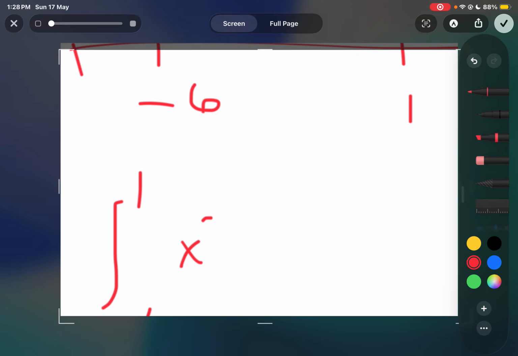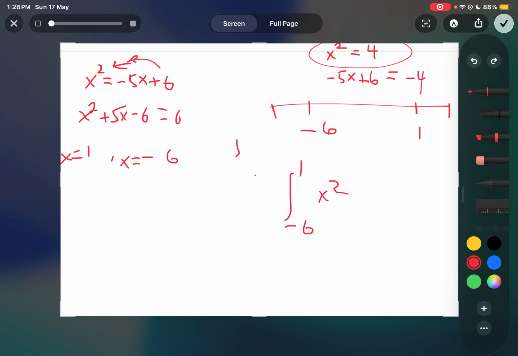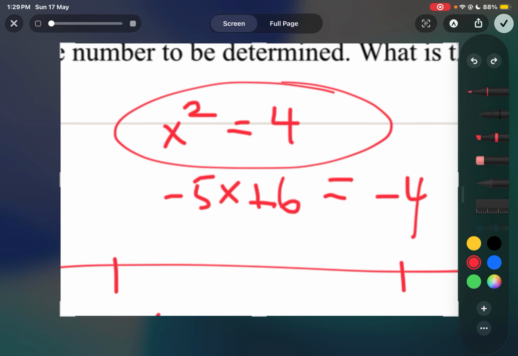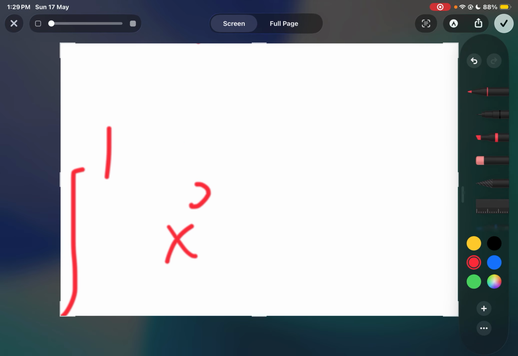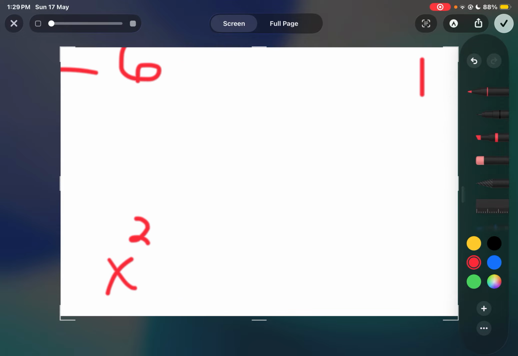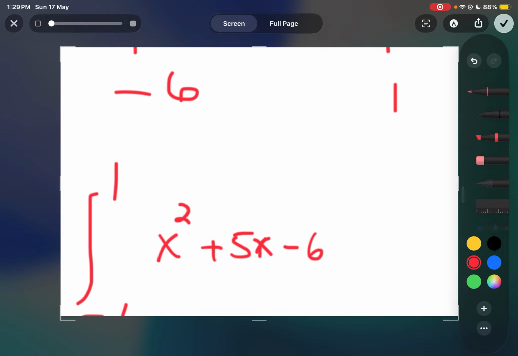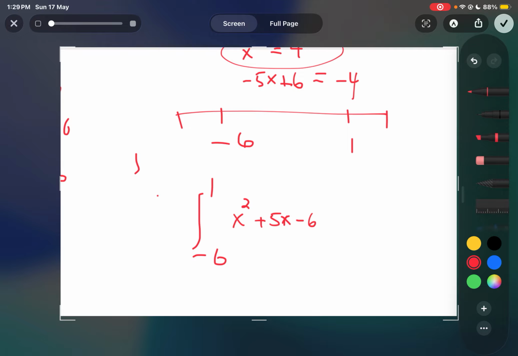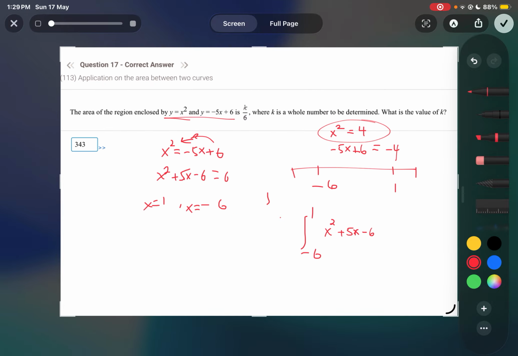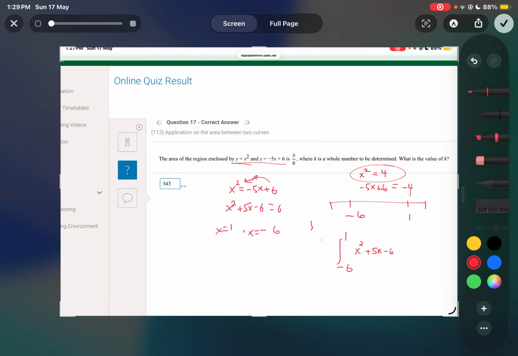So you do x squared, okay? Minus this equation, so it will become now plus 5x minus 6, okay? You put this on your calculator, or you can solve it yourself. From minus 6 to 1, of x squared plus 5x minus 6, the value is 343 over 6. As I got 343 over 6. And that's your answer.